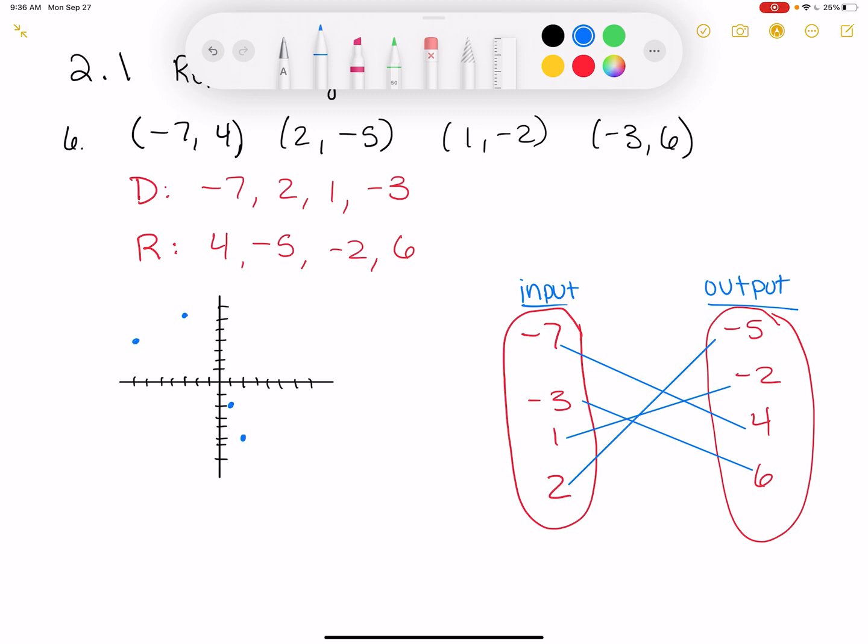Mine are just straight lines across because I didn't have anything else. Okay, so based on what we did in the notes, would this actually be a function? Yes. Why? Because there's only one thing connecting to each other. Each input has exactly one output. All right, then moving on.